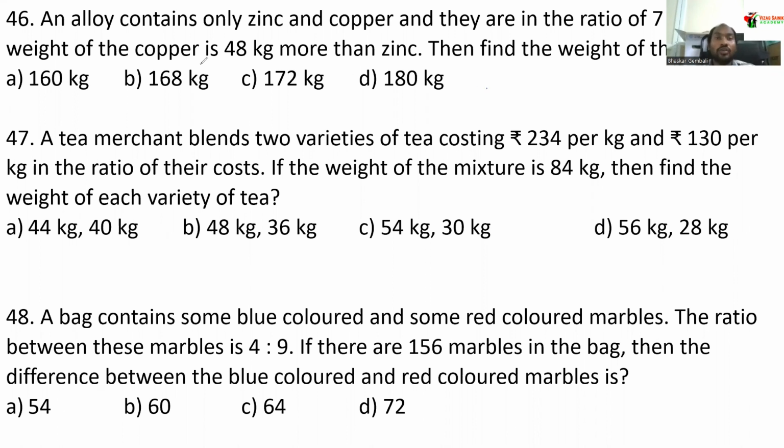An alloy contains only zinc and copper, and they're in the ratio of 7:9. Okay, if the weight of the copper is 48 kg more than the zinc, the copper is more than the zinc. How many parts more? This is 7 parts, this is 9 parts, so 2 parts. That 2 parts is equal to the given 48 kgs.